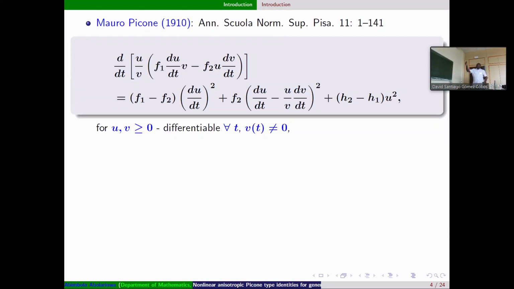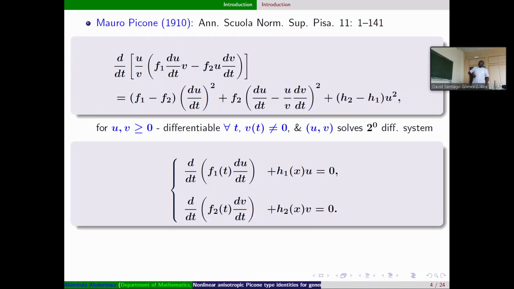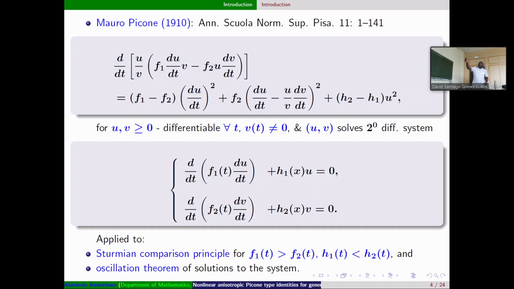Okay, so let me quickly show. This is the identity that Picone proved in 1910. It was published in this journal, though in Italian, which I don't understand, but we have a lot of translations here and there. Even Wikipedia has this, so it's easy to follow. So it's not a closed problem at all. We have this identity for these functions of t, the differentiable u and v, with v of t not equal to 0. So he proved this, where u and v solve this system of second order non-homogeneous differential equations, and he was able to use this identity to prove the Sturm comparison principle for this system.